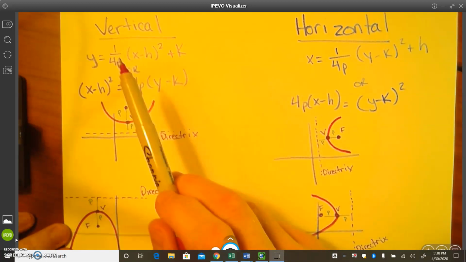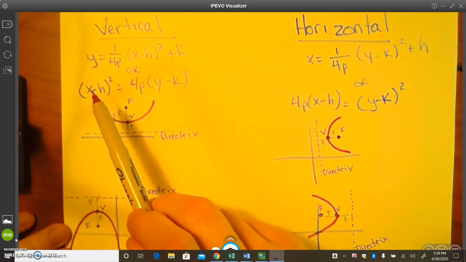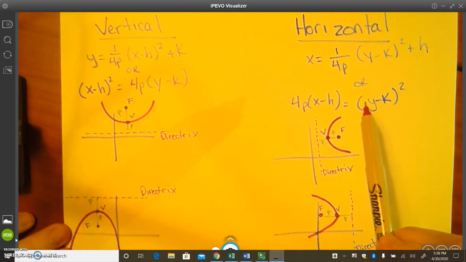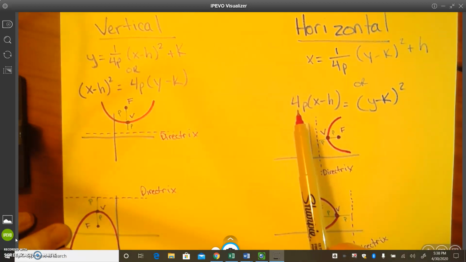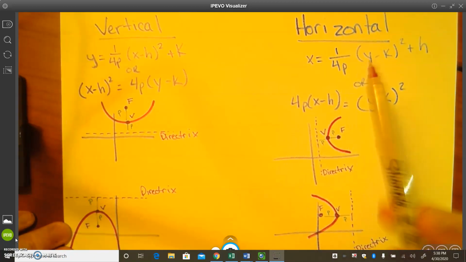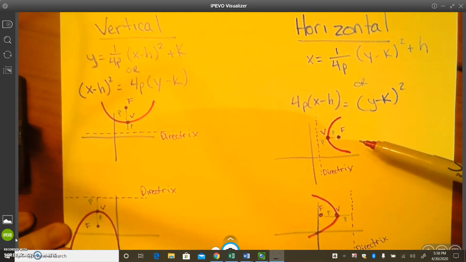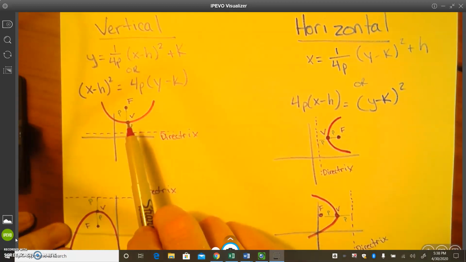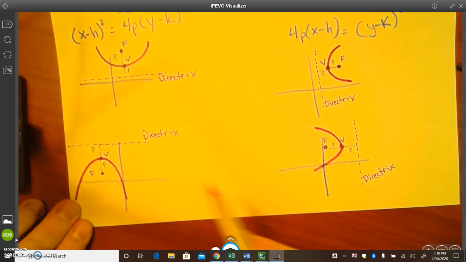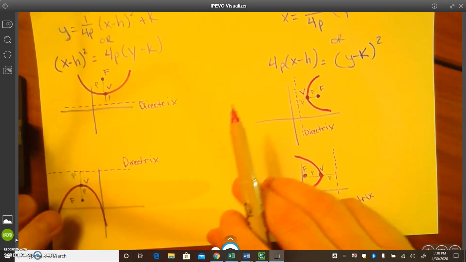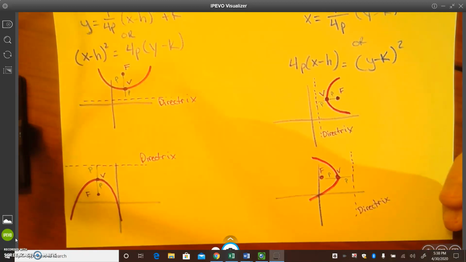So keep in mind though, the giveaway for a vertical parabola is the x component is being squared. If it's horizontal, the y component would be squared. And then depending on the value of p, or this coefficient 4p, or 1 over 4p, depending on which version you're using, that being positive means I'm going to be opening to the right or opening up. And if it's negative, I'm going to be opening downward or opening to the left. If you think about the x and y axes, a positive p opens in the positive direction of those axes.